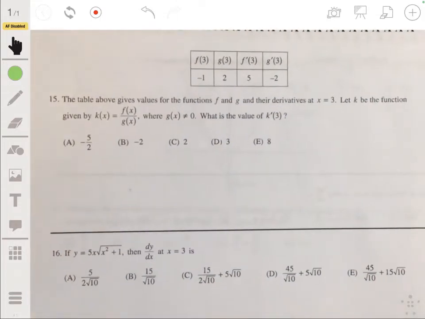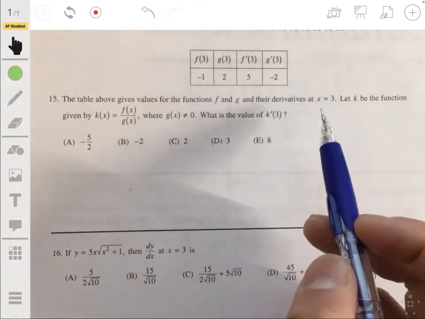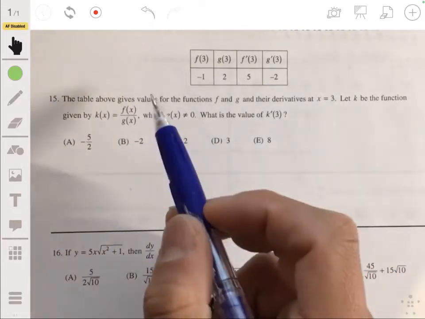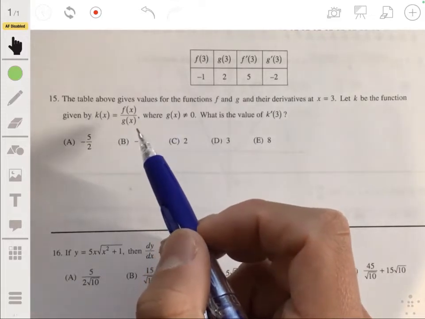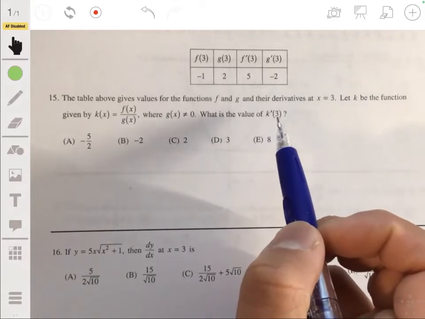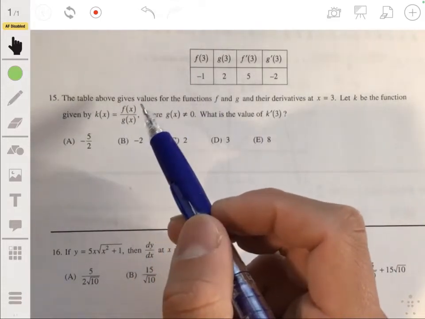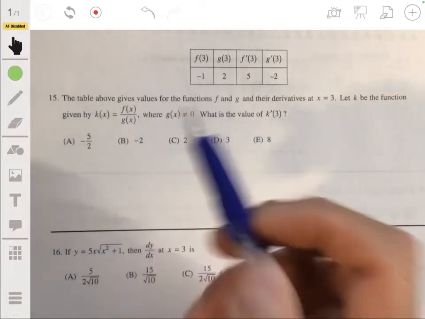All right, moving right along. The table above gives values for the functions f and g and their derivatives at x equals 3. Let k be the function given by k of x equals f of x over g of x, where g of x is not equal to 0. What's the value of k prime of 3? Okay, this isn't too bad. We just have to make sure we apply the quotient rule properly.